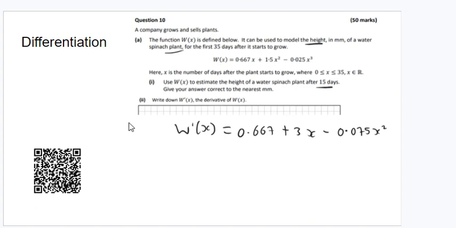This was part of question 10 then. It was where you're just differentiating that function there, so it looks a bit awkward at 0.667x and so on, but it's just differentiating as normal, and that's one part of it. And I think then after that you had to sub in a number in and so on, so definitely some easy marks there.